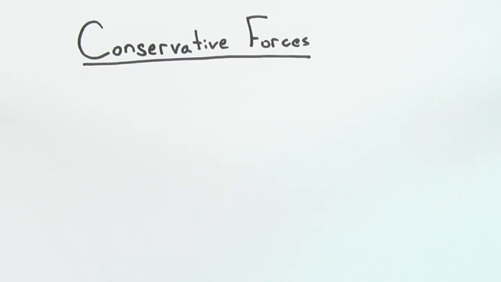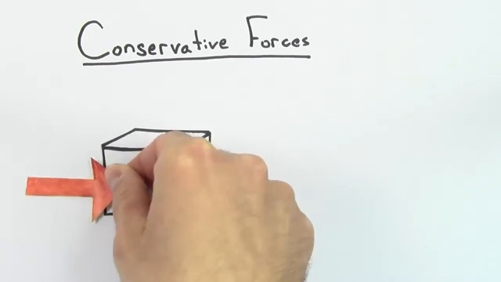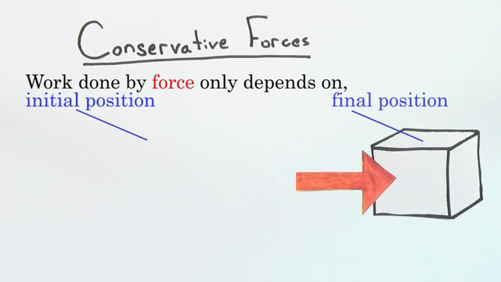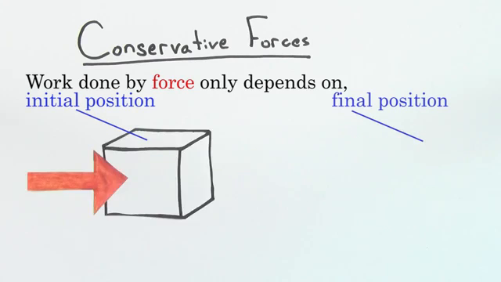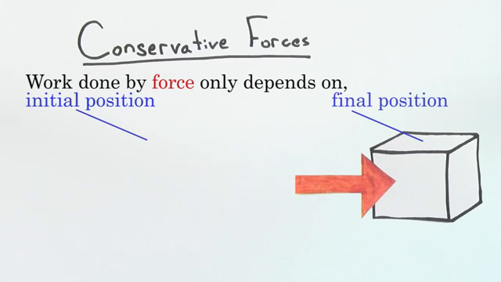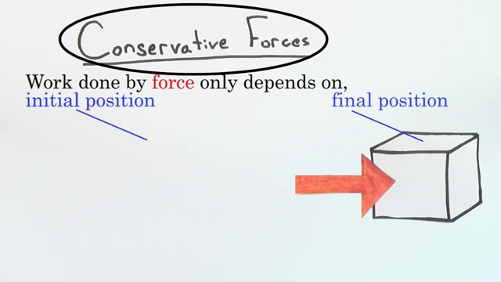What's a conservative force? Conservative forces are any force wherein the work done by that force on an object only depends on the initial and final positions of the object. In other words, the work done by a conservative force on a mass does not depend on the path taken by that mass. If the work done by a force follows this rule, then we call it a conservative force.